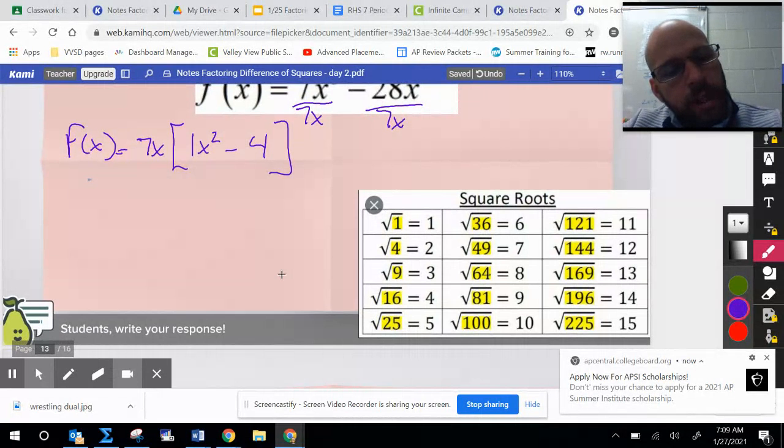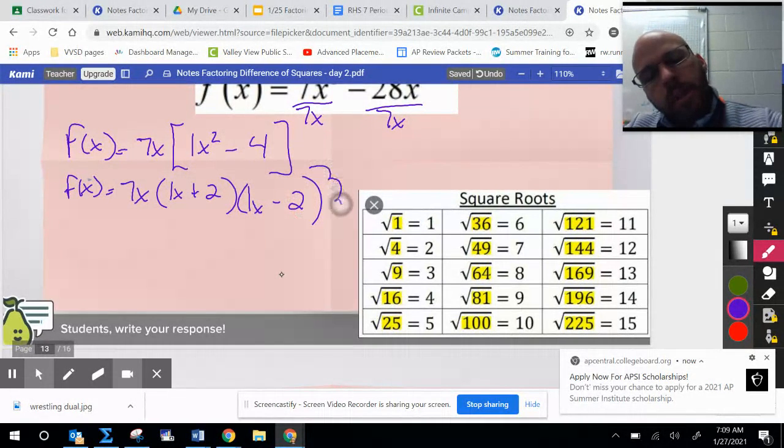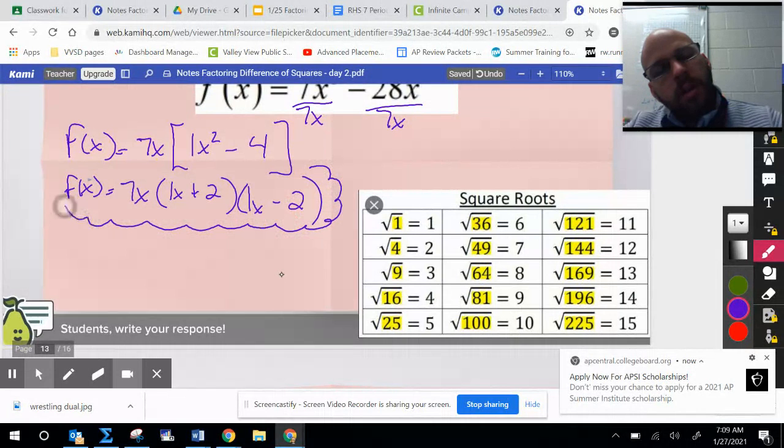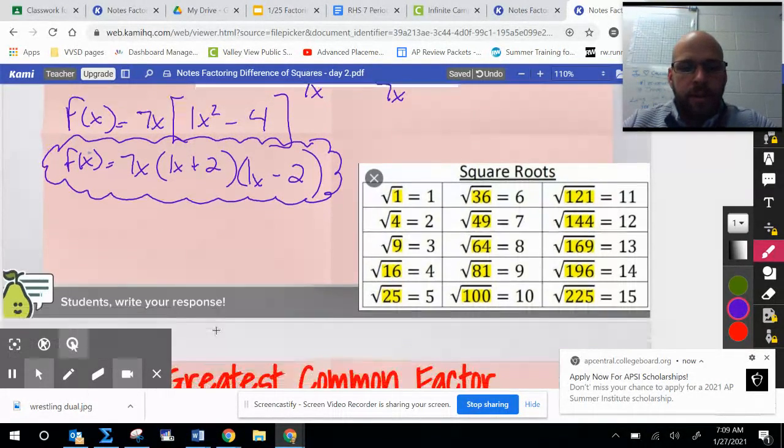If I break this up further, square root of 1 is 1. Square root of 4 is 2. So 1x plus 2 and 1x minus 2. Ladies and gentlemen, that would be factored completely. Okay? I broke it down into all its smallest pieces.